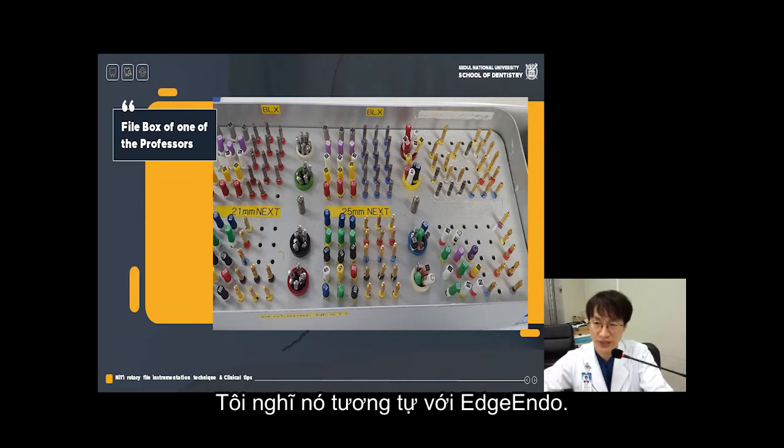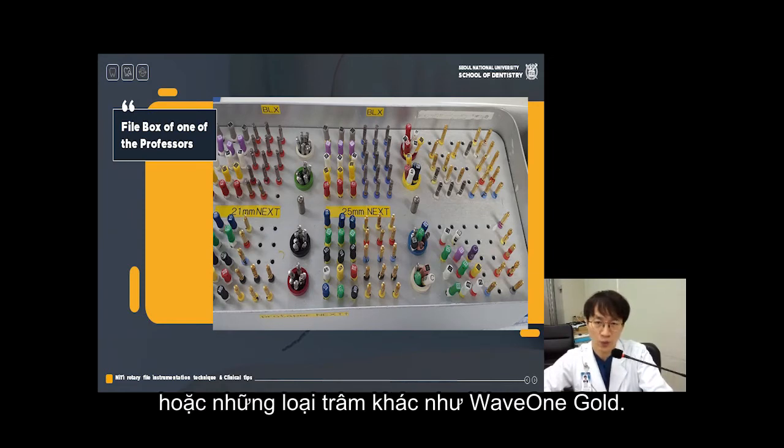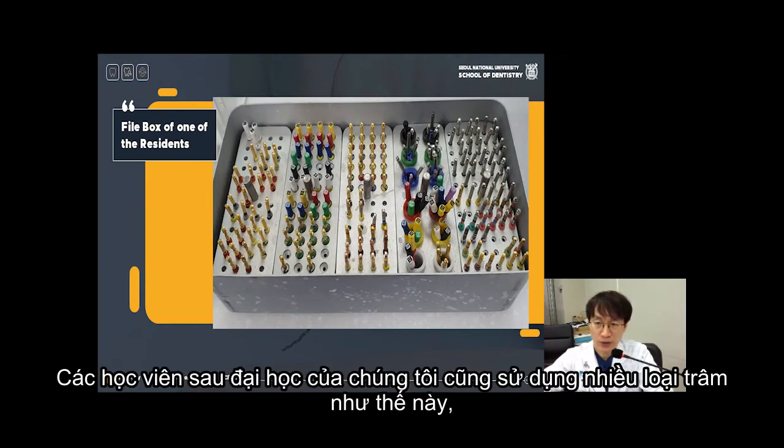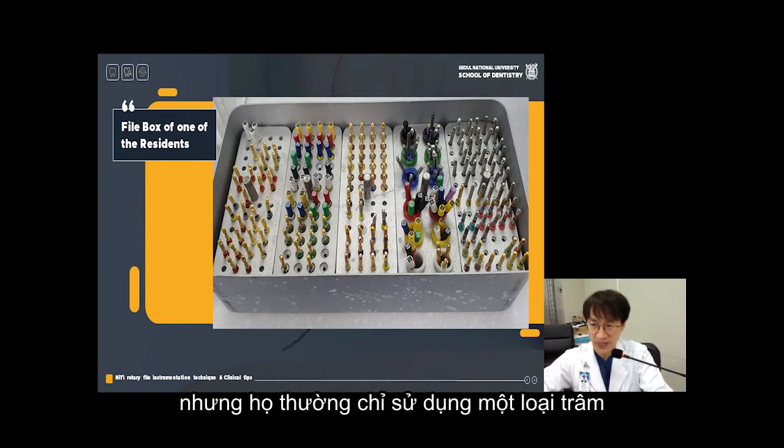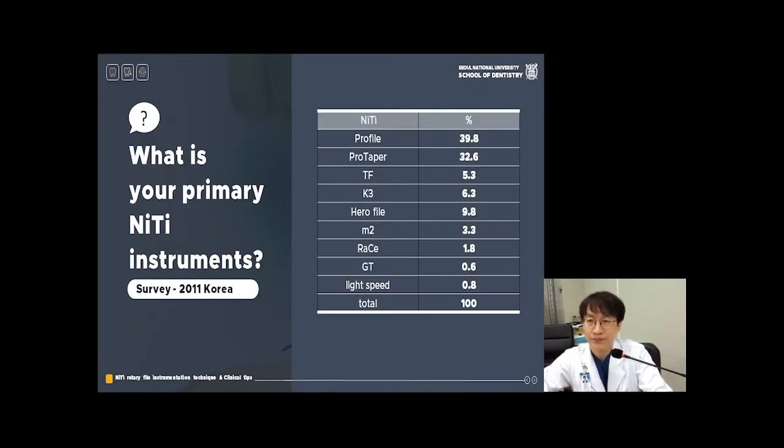It is similar to Endo, I think, and then the ProTaper Next file. That has some advantages and disadvantages. So you may be interested in other types of files like the Wave One Gold file. And our graduate students also use a variety of files like this. You may not even know the name or brand name, but they stick to one type of file, or they combine a certain combination of files.